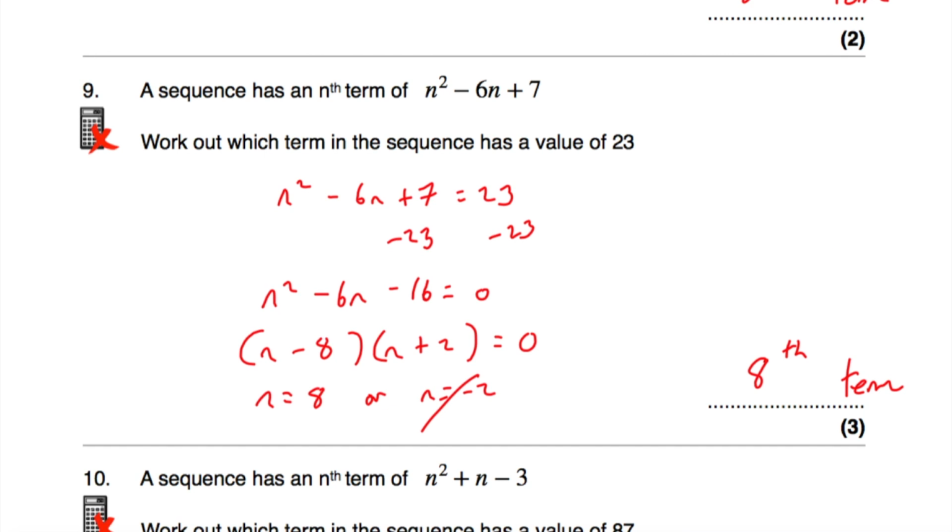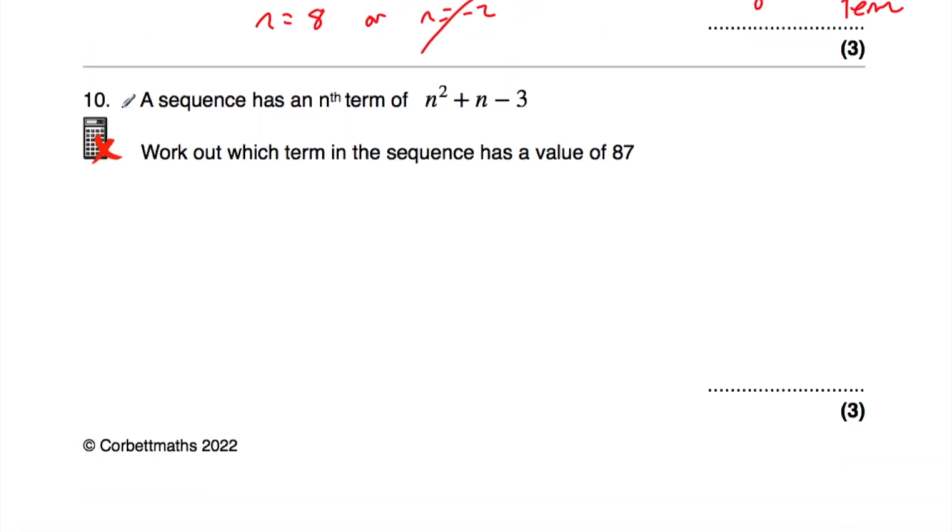Okay, let's have a look at question number 10. So question number 10 says, a sequence has an nth term of n squared plus n subtract 3. I've been asked to work out which term in the sequence has got a value of 87. So what we'll do is we'll let the nth term equal 87. So we'll write down n squared plus n subtract 3 is equal to 87. And if we solve this equation, we should be able to find which term in the sequence has got a value of 87, or terms in some cases, but in this case it just says which term.